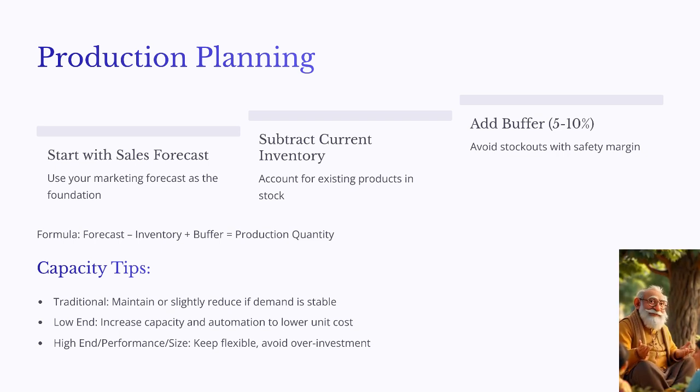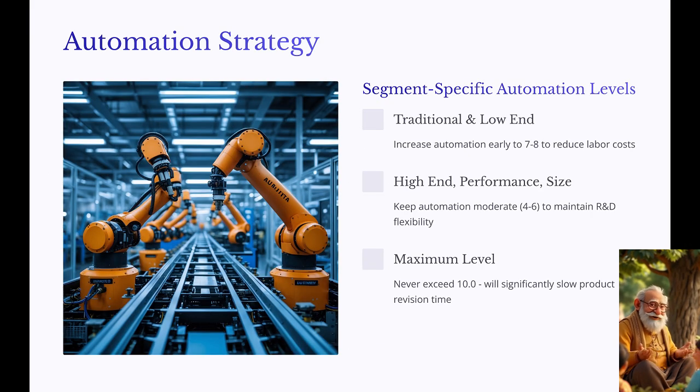Automation: improve profit margins. Long-term automation reduces labor cost per unit but increases R&D time. The best approach: traditional and low-end, increase automation early to 7 to 8. High-end, performance, size, keep automation moderate, around 4 to 6, as frequent R&D updates will delay product availability. Never go above 10.0 in automation, it will slow down product revision time significantly.